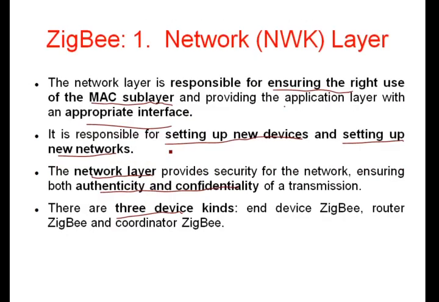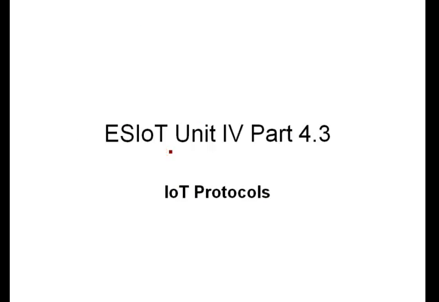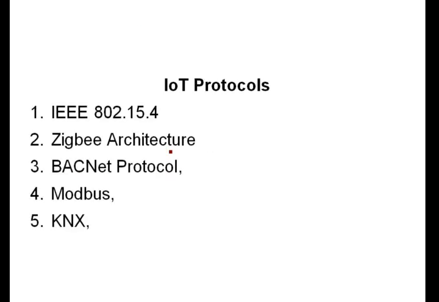Now the next video will be on the remaining protocols. We have covered the protocol IEEE 802.15.4 and the ZigBee protocol, including ZigBee architecture, and also ZigBee device types in the current video. In the next video we will try to finish these 3 points.